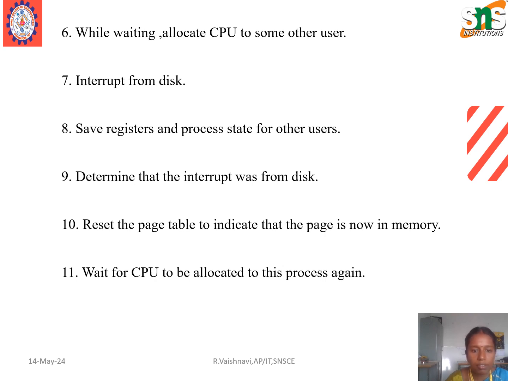Next one, save the registers and the process state for the other user. Next one, determine that the interrupt was from the disk. Next one, reset the page table to indicate that the page is now in memory, and then the last one is wait for the CPU to be allocated to this process again.